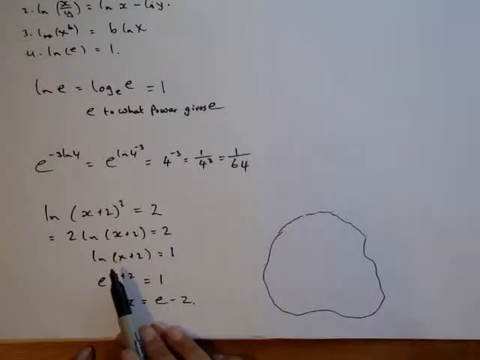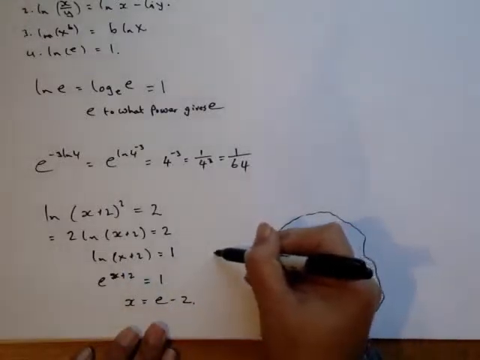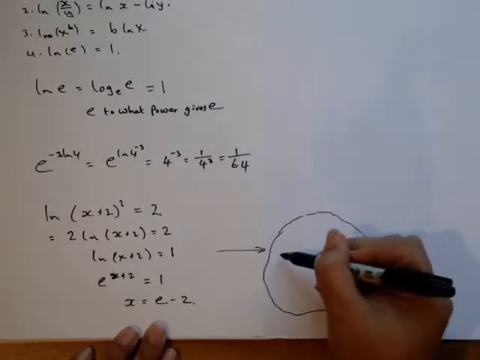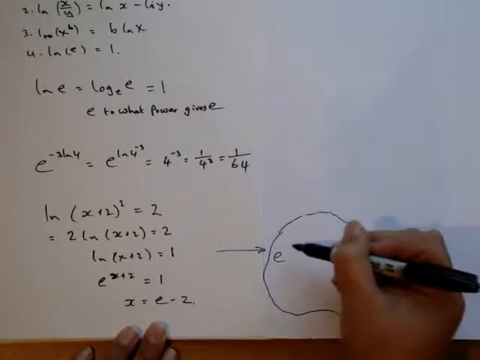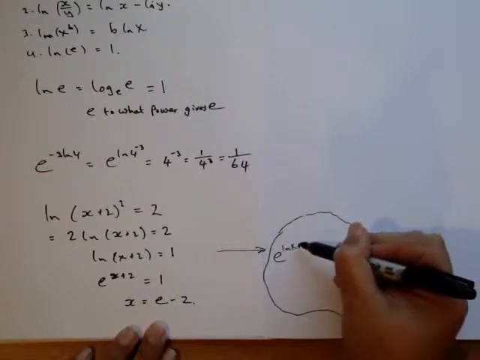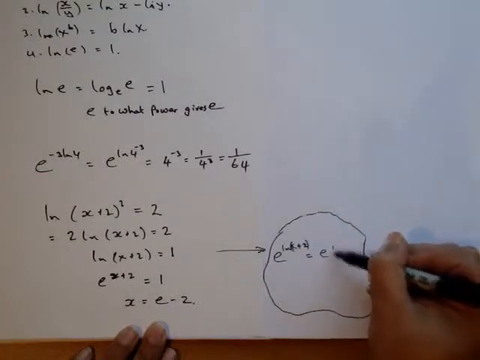We exponentiate the equation, so from here, in a little thought bubble, we did e to the natural log of (x plus 2) equals e to the 1.